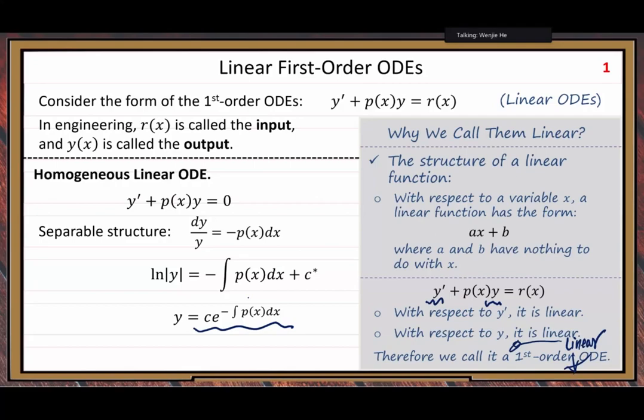So after we write this form, we don't worry about that absolute value, the positive and negative cases. All right. That's the homogeneous case, with the initial condition.